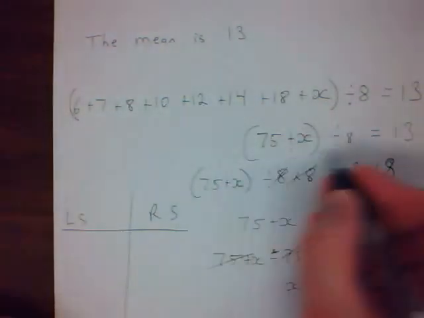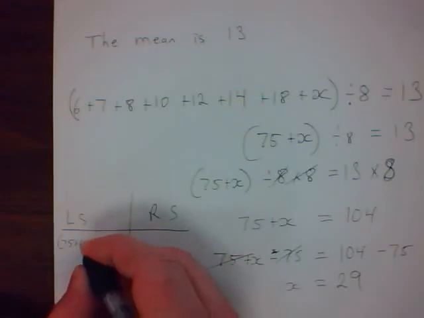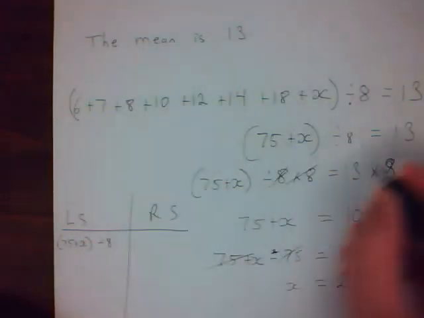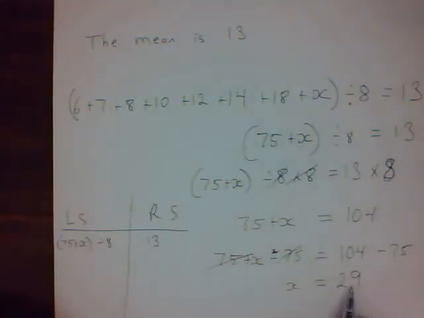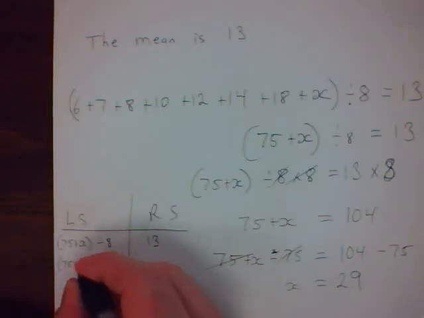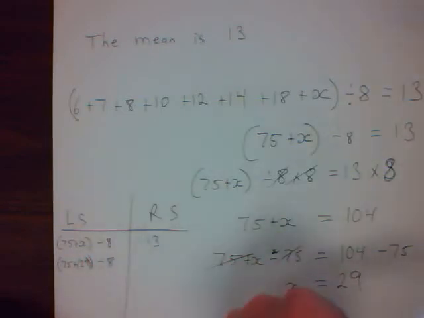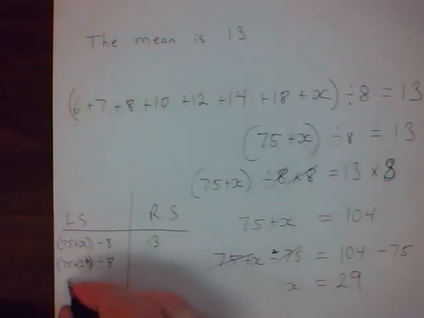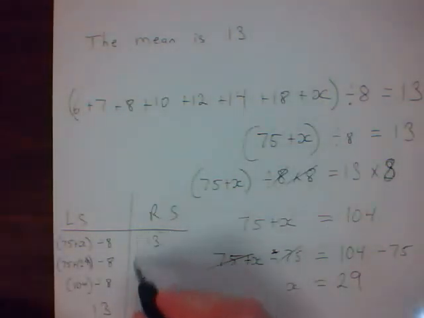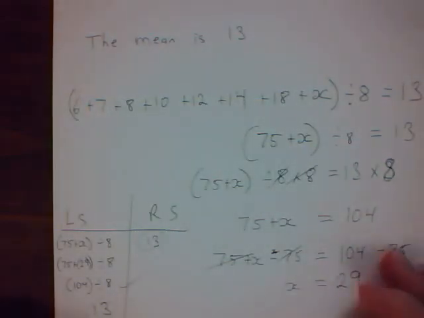So the left side of the original equation was here. And my right side is right there. All right, I think x is 29. I'm going to put that in here and see if I'm right. So that's 104 divided by 8. Those two are the same. I probably did this question correctly.